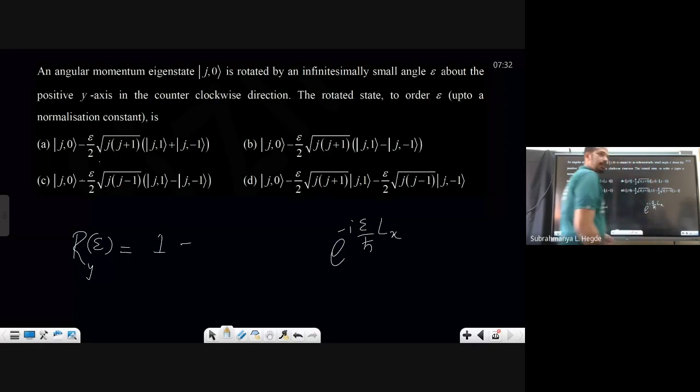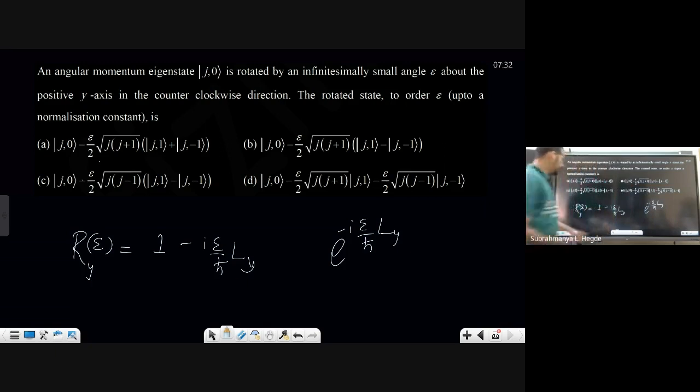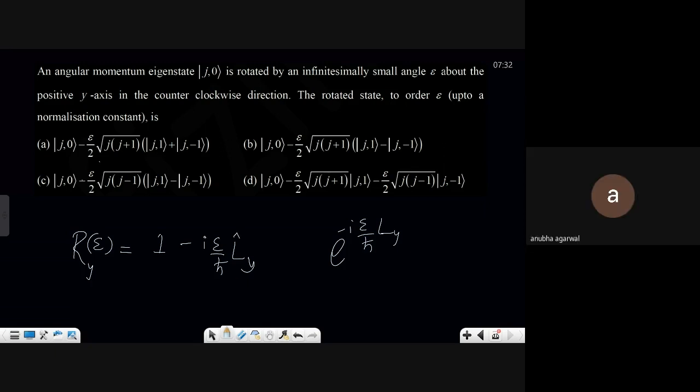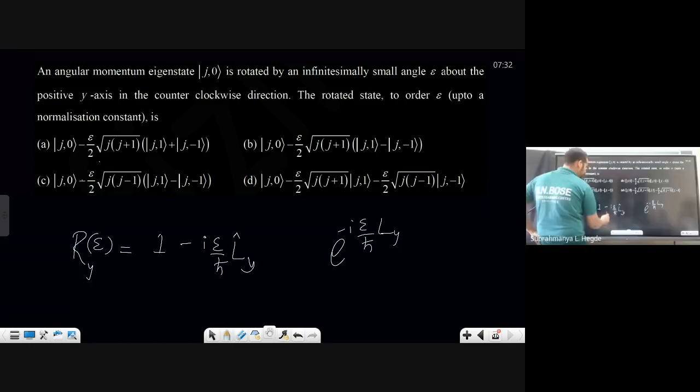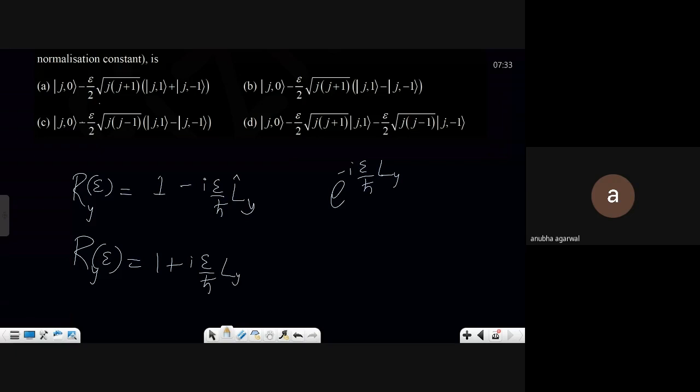If you take the first two terms in this expansion, 1 minus i epsilon by h bar into Ly, here Ly. If you take it like this, are you getting any problem? If we take this, we get the right answer, but this is right for clockwise rotation. But what if you take the other one? We get an answer, but the answers do not match the options.